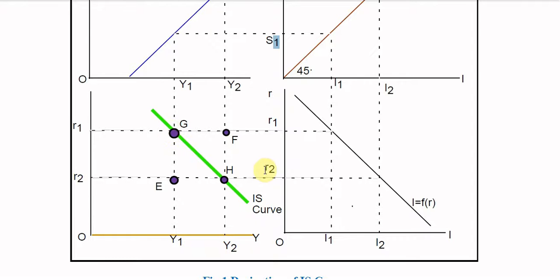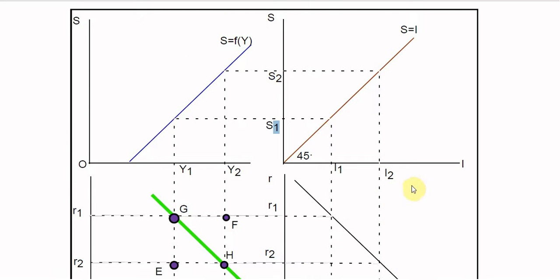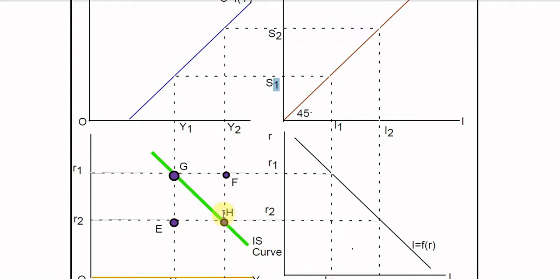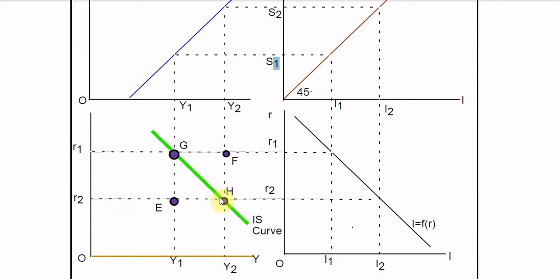Again, consider that interest rate falls from R1 to R2. At a lower interest rate, investment will be higher, denoted by I2, and for goods market equilibrium, the higher investment must be matched by higher saving, and for maintaining a higher saving, income level must be higher than Y1, that is income level must be Y2. Thus, we get another point H at which interest rate is R2 and income level is Y2. That maintains the saving investment equality in panel B. And so this is another point of the IS curve. By joining the points like G and H, we get a downward sloping IS curve as shown in this panel, panel D.